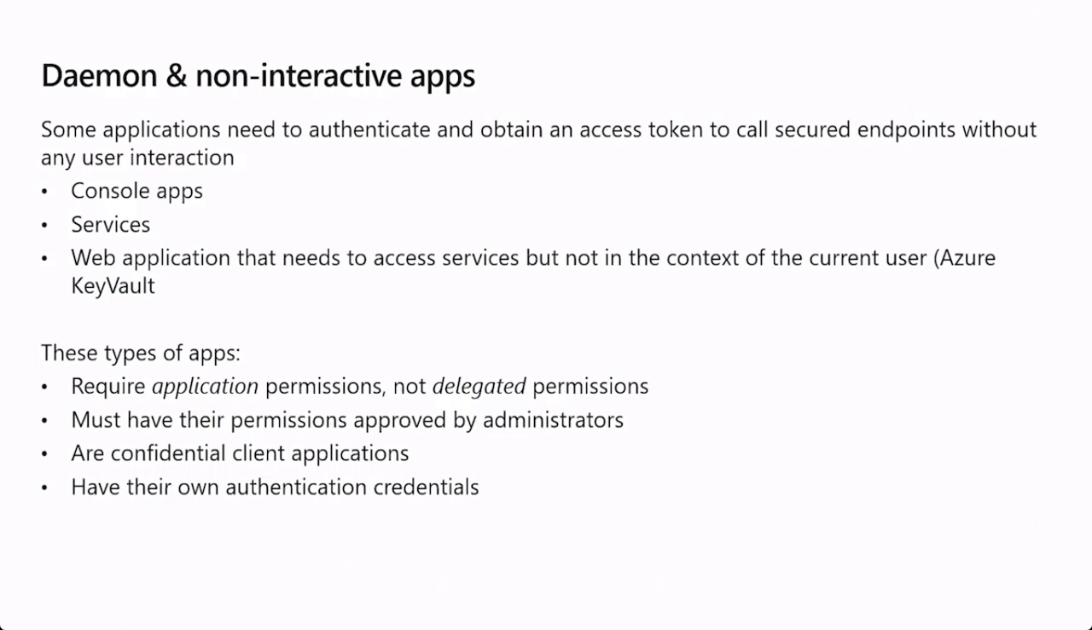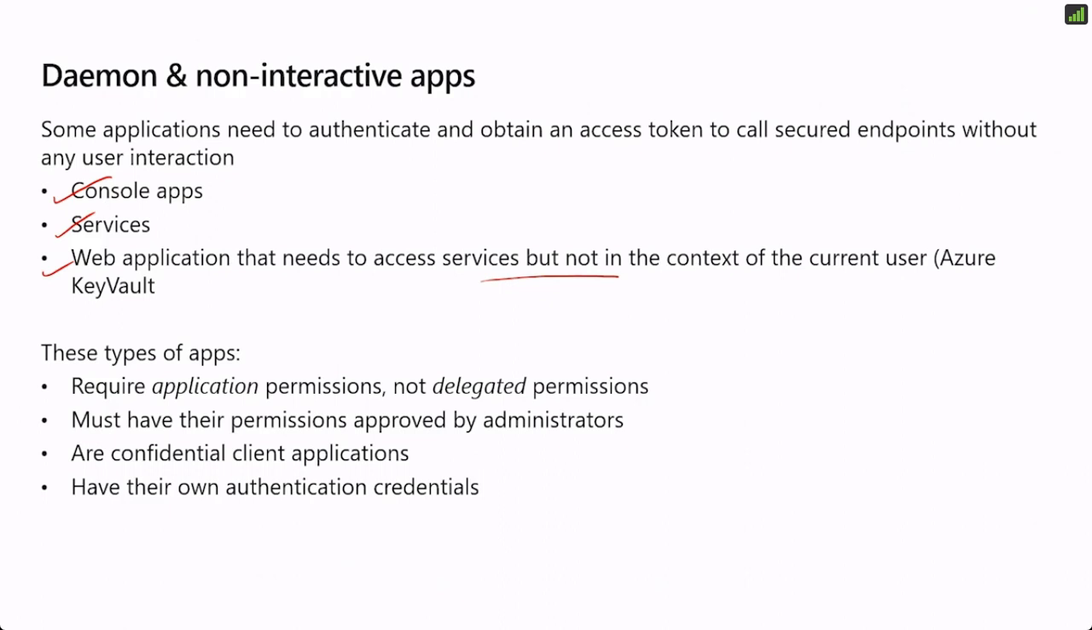So the applications like console apps, services, or web applications which need access to services but not in the context of the current user, those fall under this category. Some of the examples of use cases for your daemon apps are web applications that are used to provision or administer users or do batch processes in a directory, desktop applications like Windows Service on Windows or daemon processes on Linux that do batch jobs, or an operating system service running in the background, web APIs that need to manipulate directories, not specific users. So these kinds of scenarios are where we can use these daemon apps.